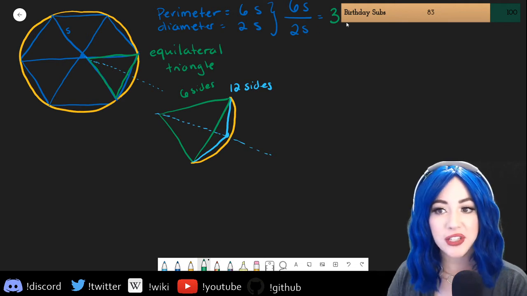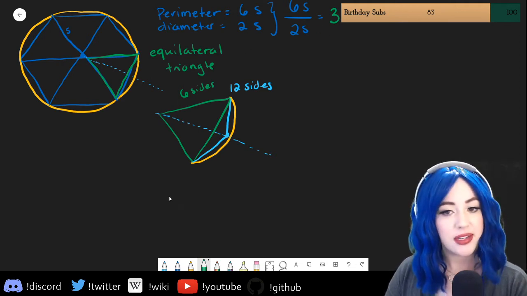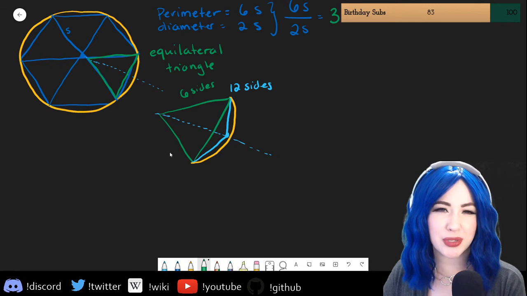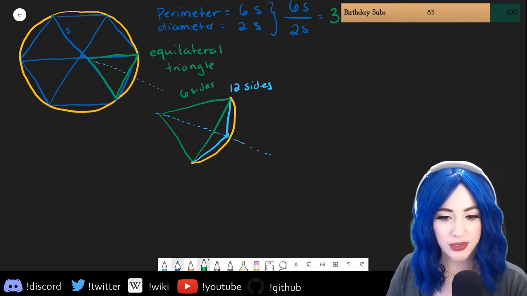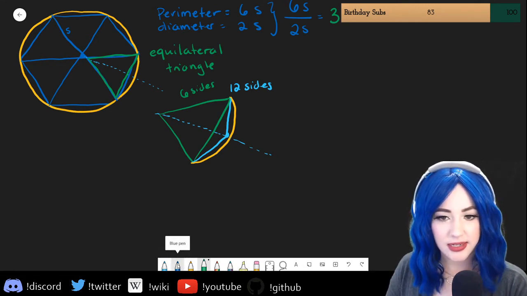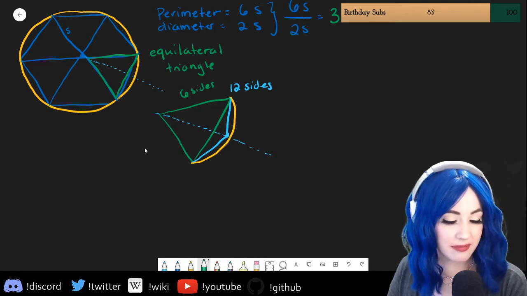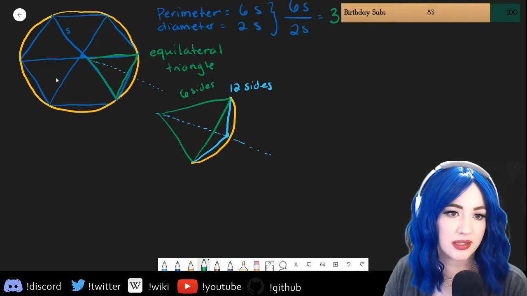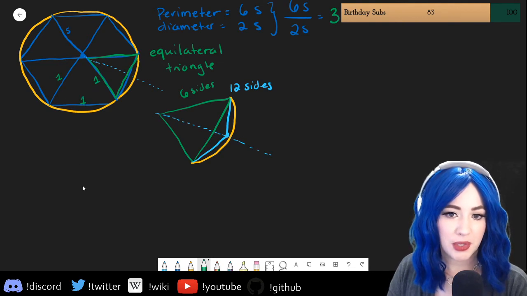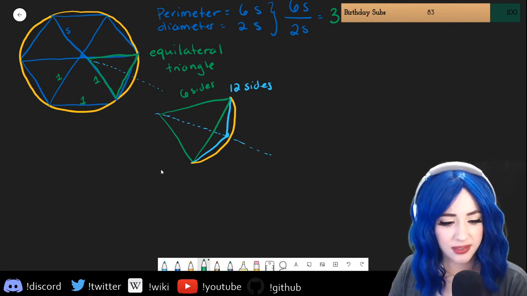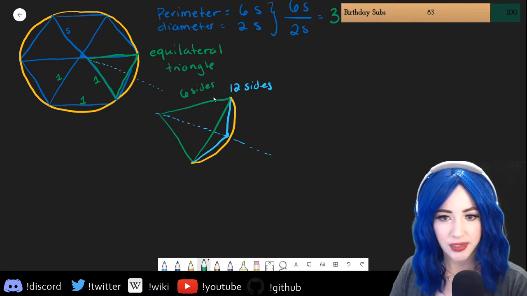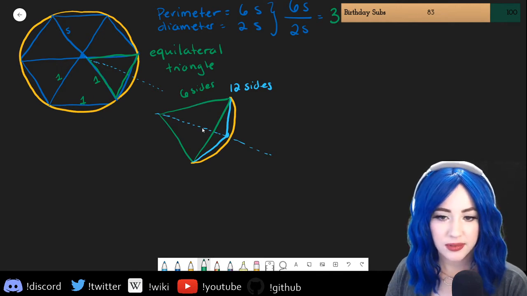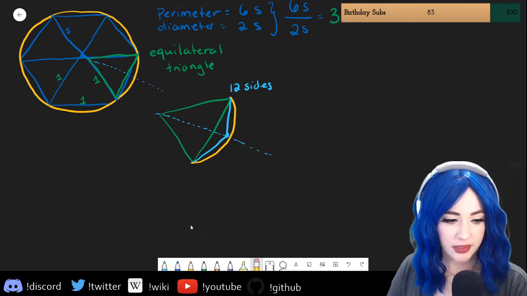So we have our first approximation, which is 3, right? But how would we get to a 12-sided figure? So let's say that for ease of math, we're going to say each of these has the value 1, okay? And now let's figure it out. I'm going to erase this 6 sides just for a sec so I've got a little bit more room.